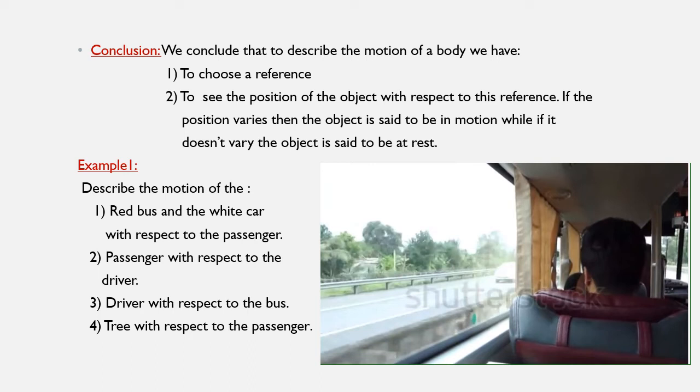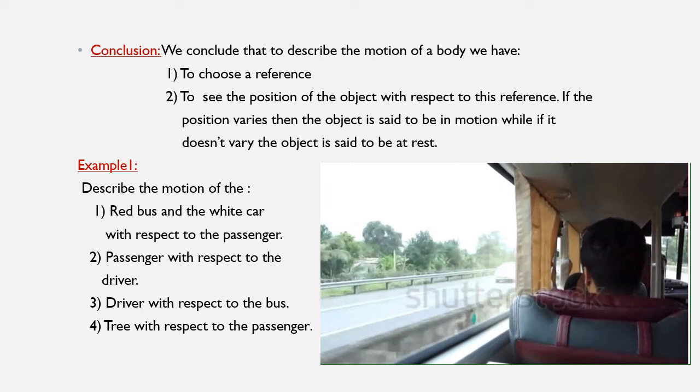Part 3. The driver with respect to the bus. First, we have to determine our reference. Here the reference is the bus. The second step, we have to see the distance between the driver and the bus. The distance between the driver and the bus is not changing. So we can say that the driver is at rest with respect to the bus. Of course, here I mean the driver of the same bus, not with respect to the red bus.